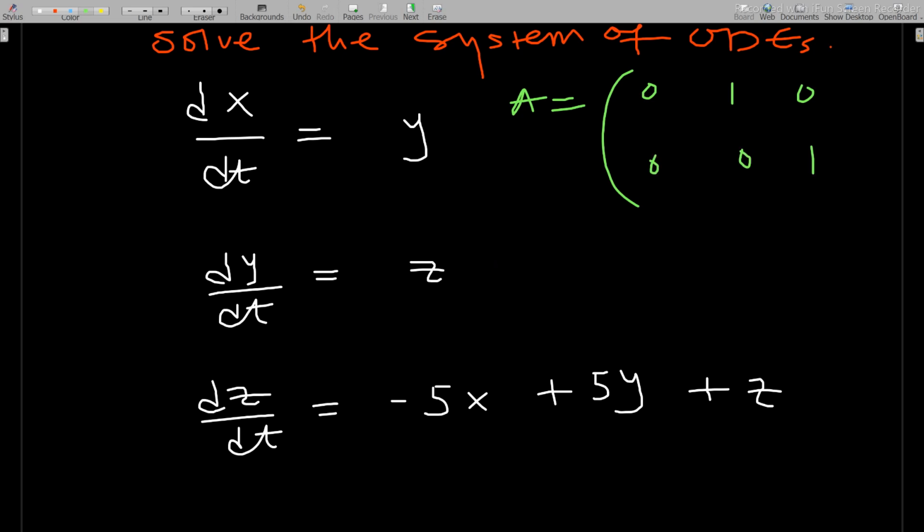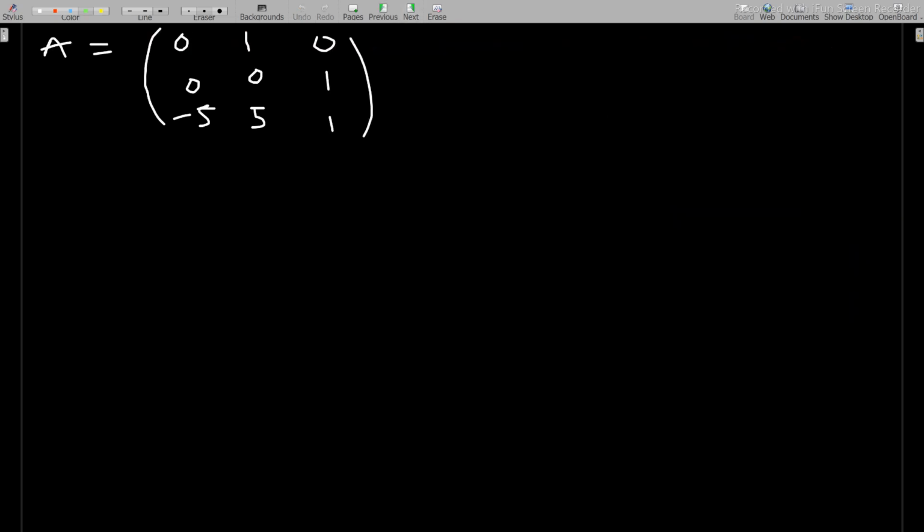For the third equation, the coefficients are: x is -5, y is 5, and z is 1. The eigenvalues and eigenvectors of this matrix will solve the system of ODEs given here. So let's go ahead and find the eigenvalues and eigenvectors.